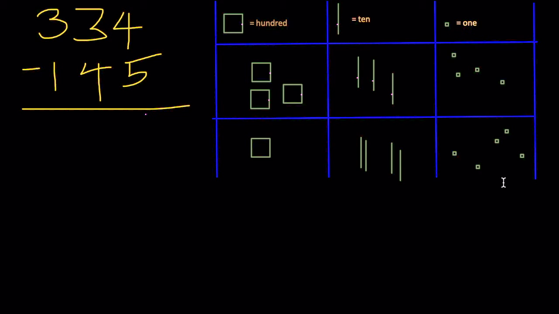We know that we can't take 5 away from 4 again, so of course we're going to have to cross out one of these tens and bring 10 over here. Now we have 14 ones. But again, now we only have 2 tens, and we have 4 tens over here. So how are we supposed to take 4 away from 2?